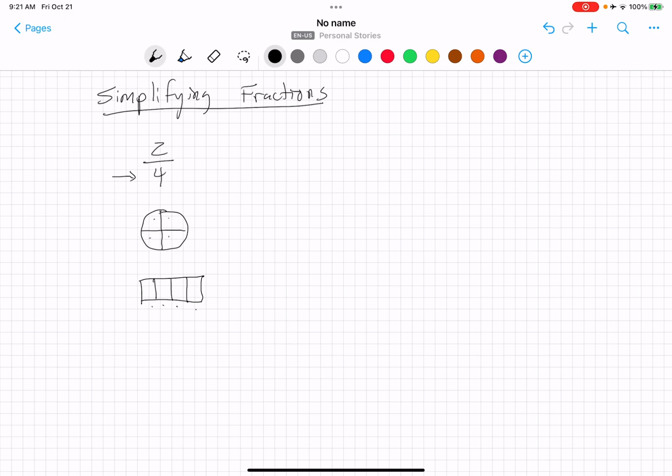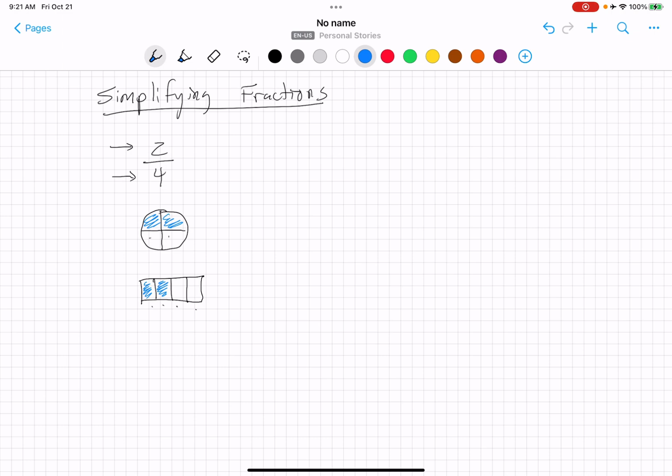Now I want to know what part of these 4 pieces do I have. We can find that out by looking at the numerator. So at the numerator, we see I have 2 pieces. So I have this piece here and this piece here. And the same thing applies over here. I have 2 pieces. Sorry, 1 piece there, 1 piece there, and 1 piece, 1 piece. So that makes 2 pieces in total.